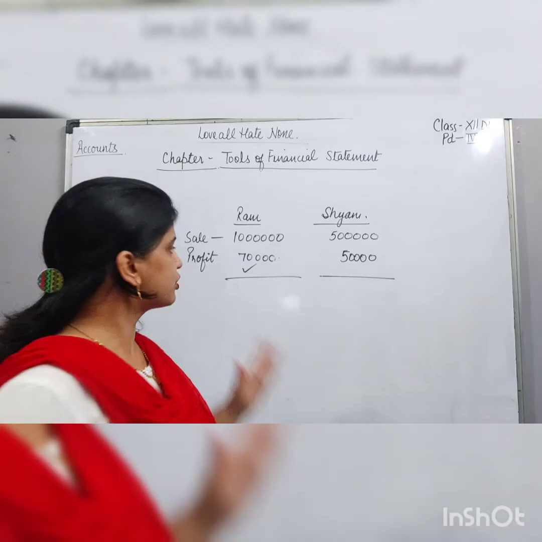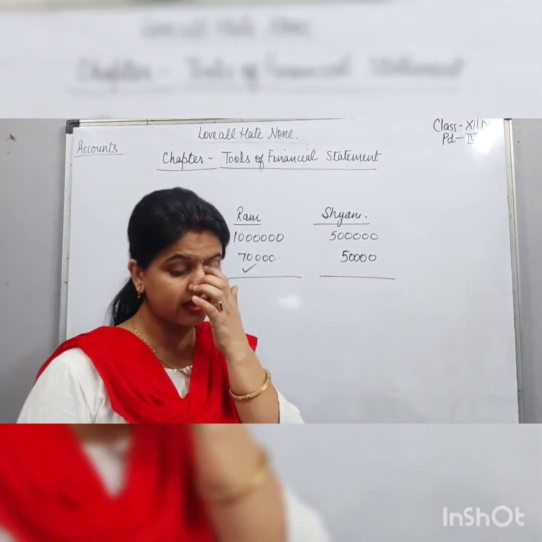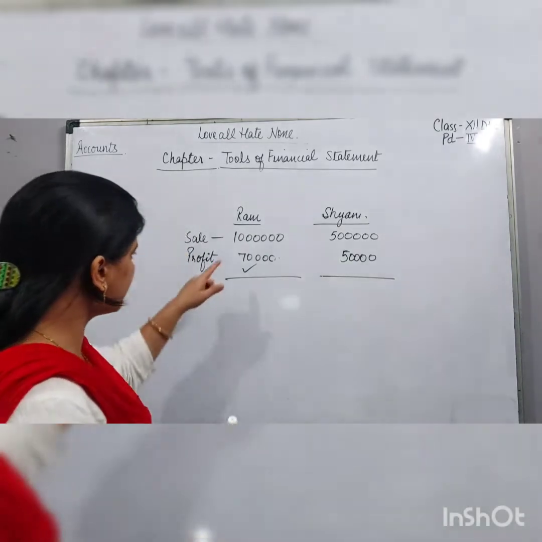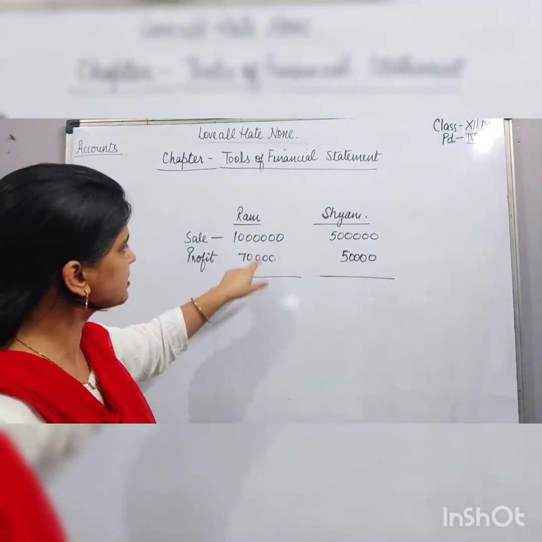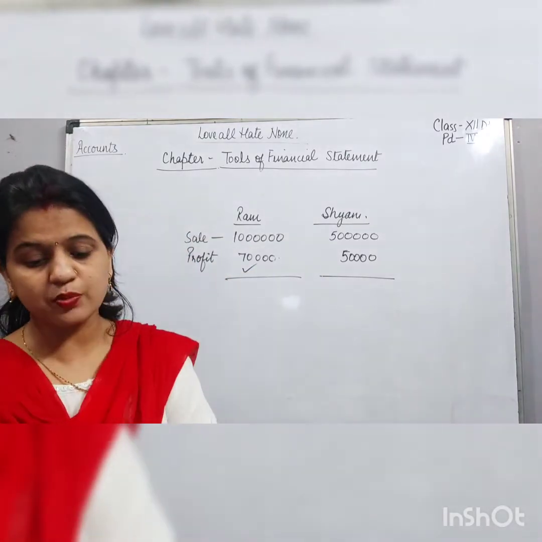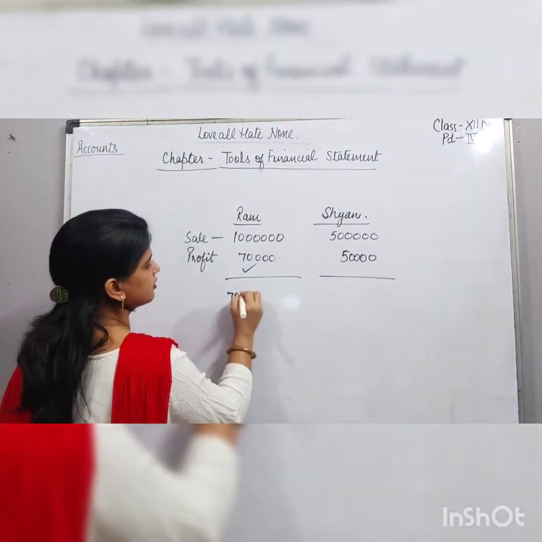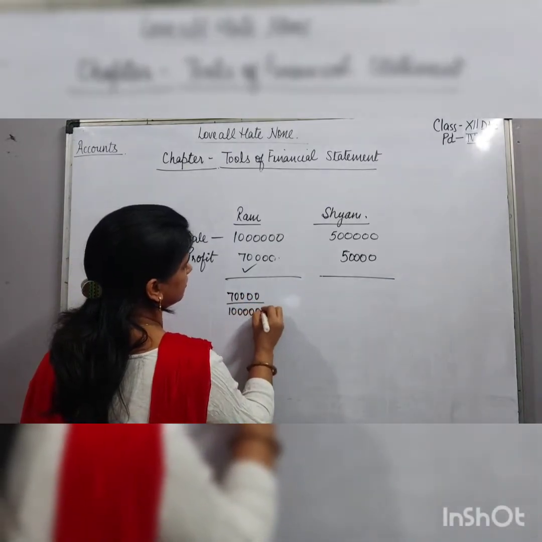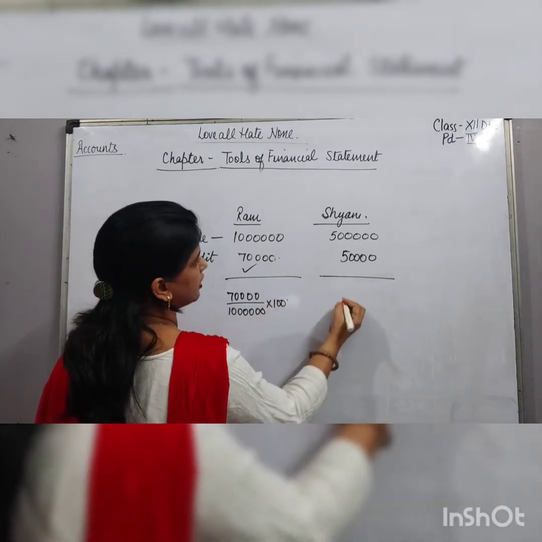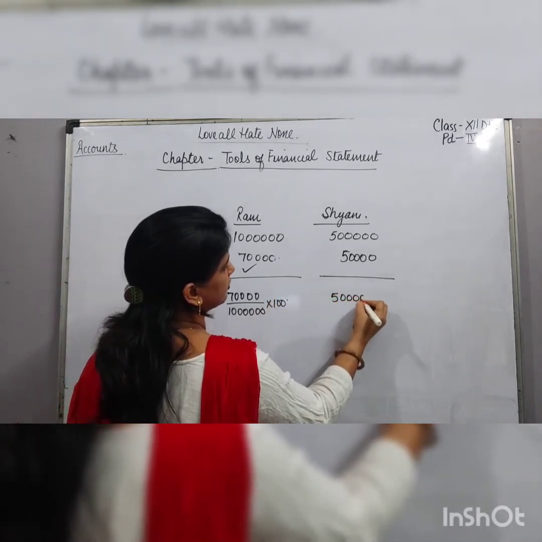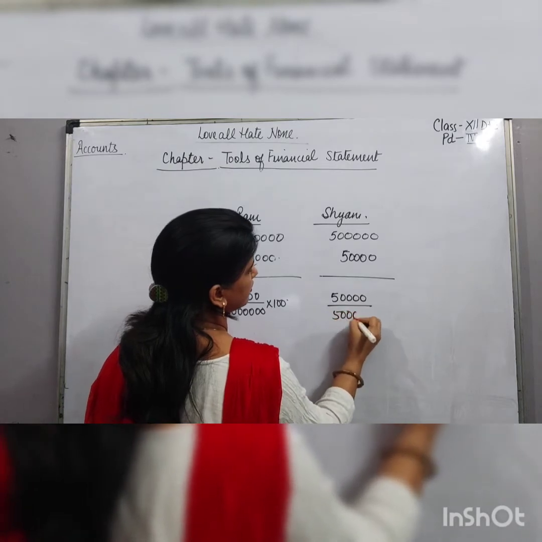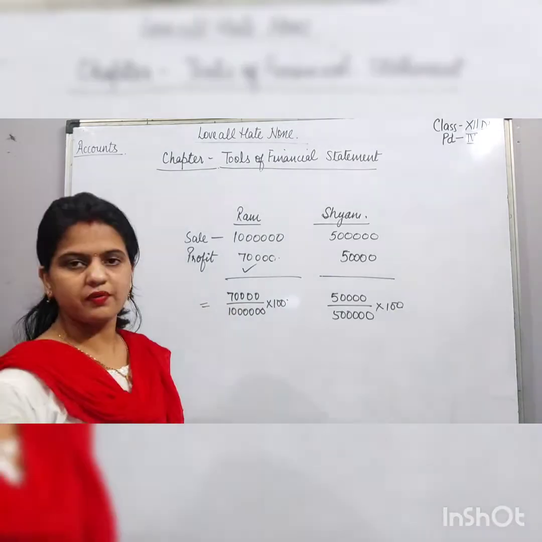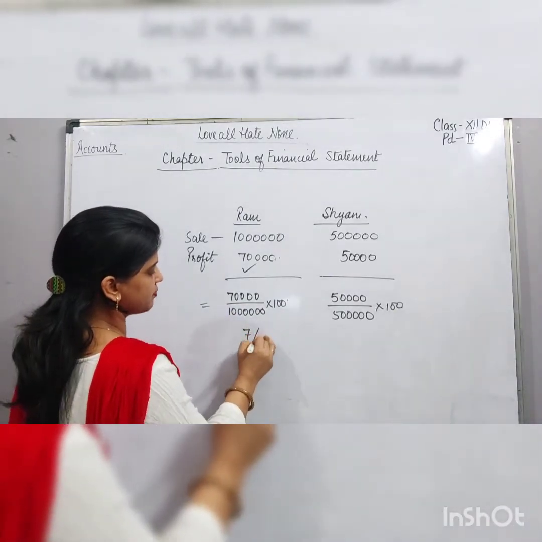But when we compare with the absolute figures and the percentage, then what can we get? Let's see. If on the basis of sale we take out the percentage profit, then percentage profit will be profit upon sale into 100. Now if we calculate it, what will we get? We will get 7%.